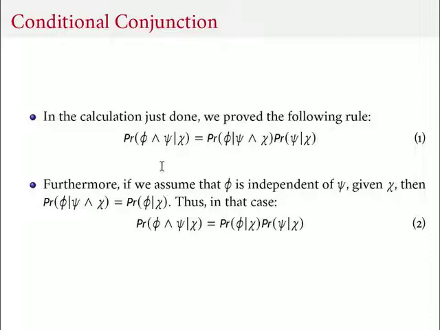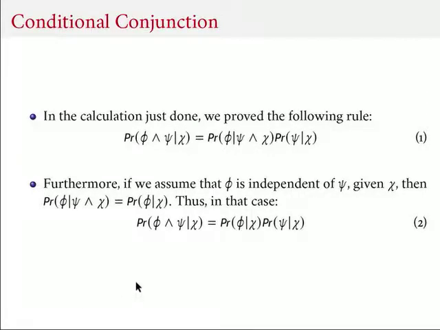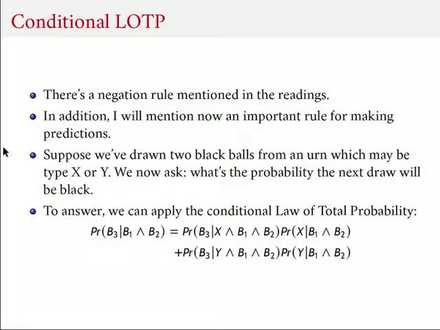Okay, so these are the rules of calculating conjunctions conditional on other propositions. So again, these are two rules for calculating the probability of conjunctions which are conditionalized. And those rules actually are mirror images of the rules we gave you a couple of weeks ago for calculating unconditional conjunctions. Now in the reading, there's a rule mentioned for calculating negations that are conditionalized, and this is exactly a mirror image again of the rule for calculating unconditional negations.